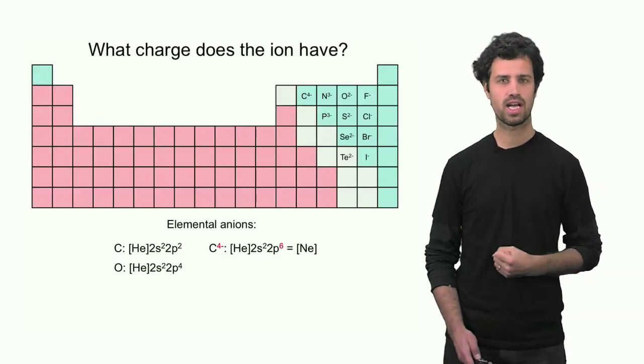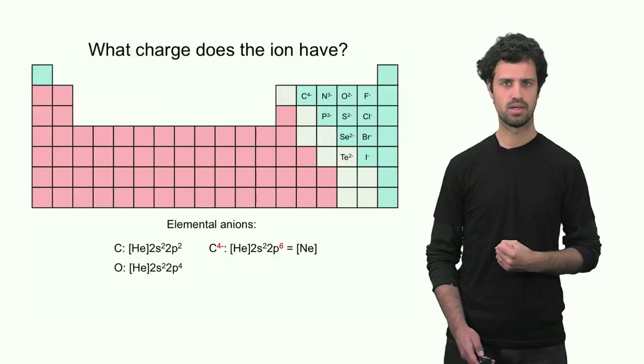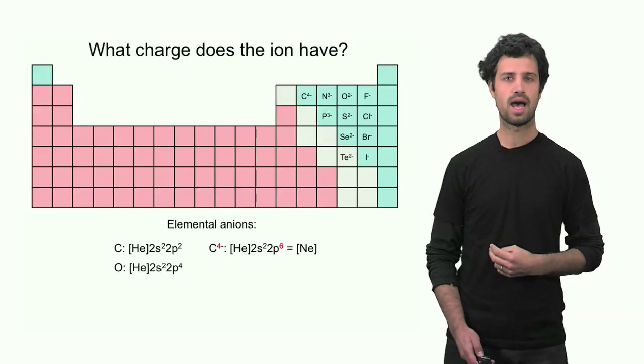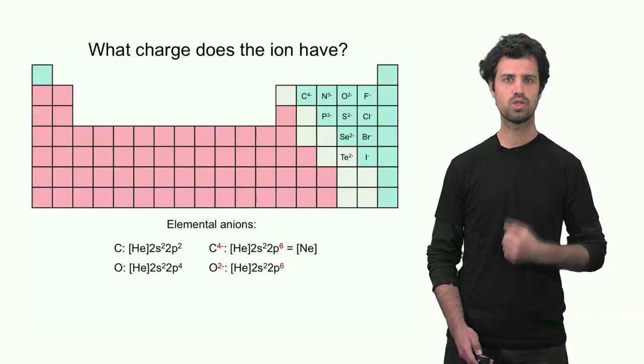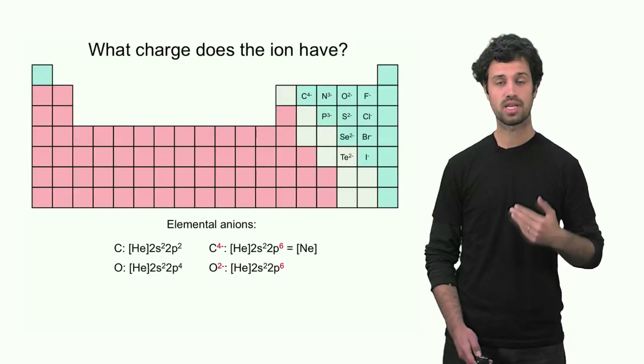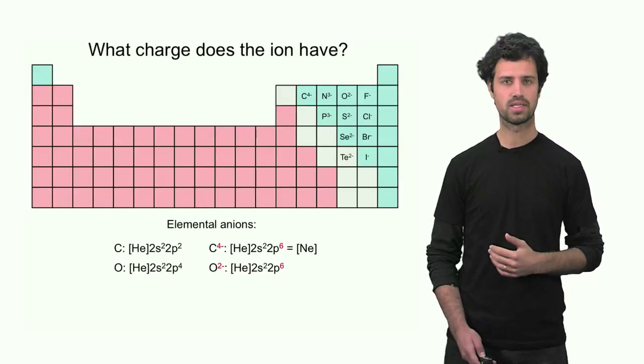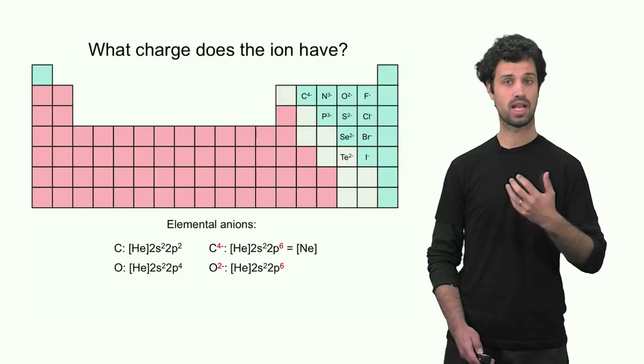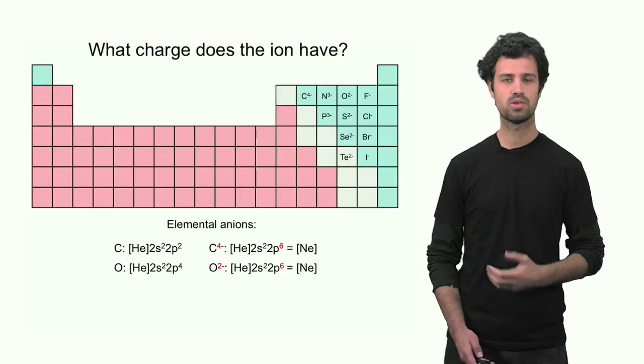Oxygen has 4 electrons in the 2p subshell. If I add 2 more, I once again create a closed shell arrangement. And in the process, I generate oxygen 2-. Oxygen 2- has an electron configuration which is similar to neon.